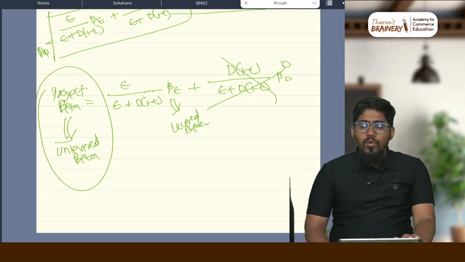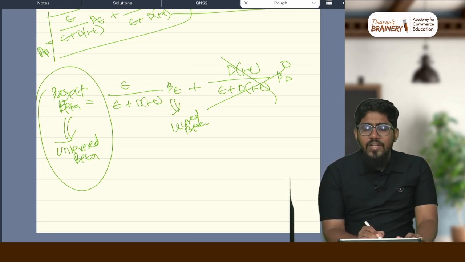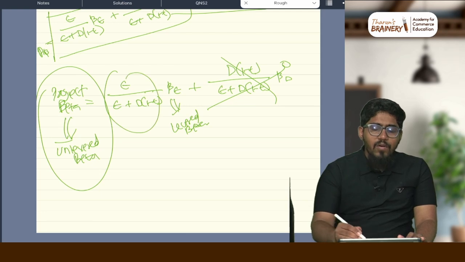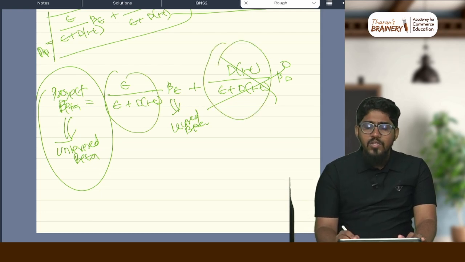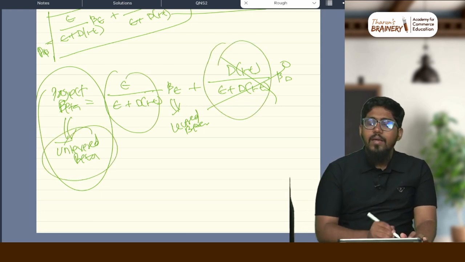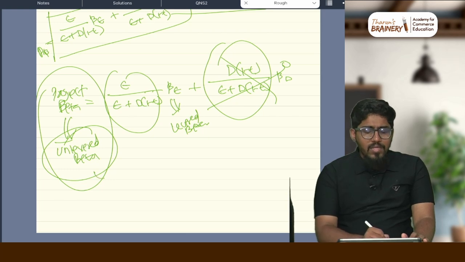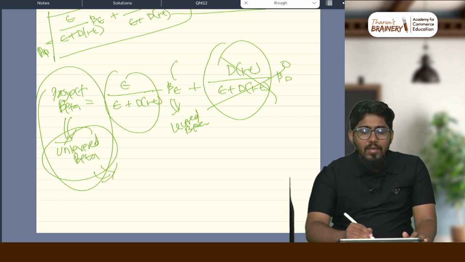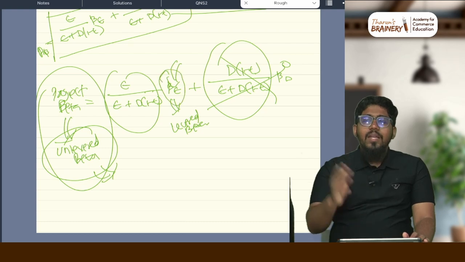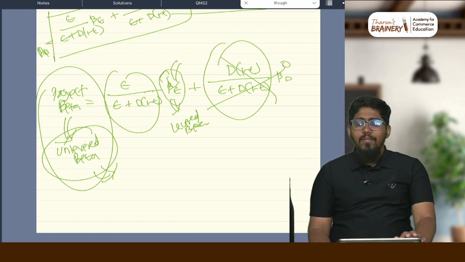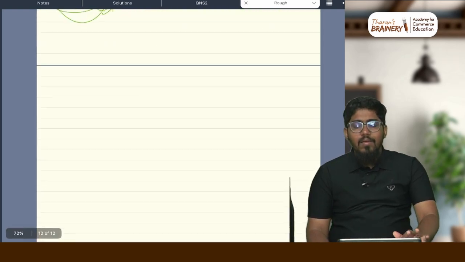So what you have to do, using the capital structure of the listed company, first you will find out the unlevered beta. Then using the unlevered beta, equate here and find out the equity beta for the unlisted company, and that is the way that we have to do. Okay, that is the way that we have to do.